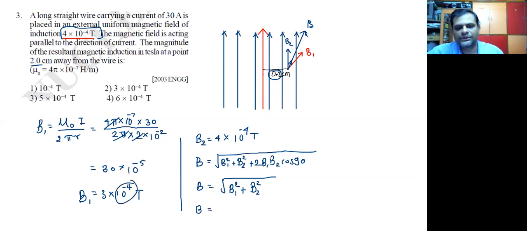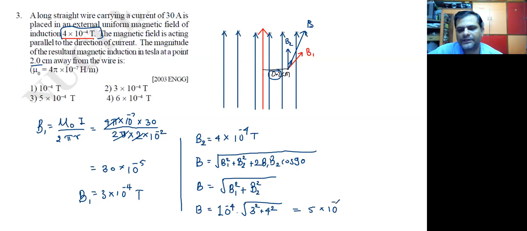But here in both B1 and B2, 10⁻⁴ is already included. See, this 10⁻⁴ is here and here, so we will take 10⁻⁴ directly outside, outside the square root as well, and inside the square root simply 3 square and 4 square will come. We already know that 3 square is 9 plus 4 square is 16, so 9 plus 16 becomes 25 and root of 25 is 5. So we can write this finally as 5 into 10⁻⁴ Tesla, which is going to be there in option 3 here. Okay.